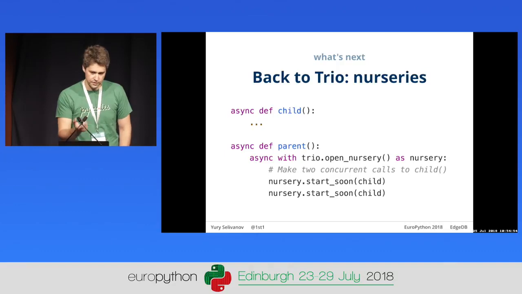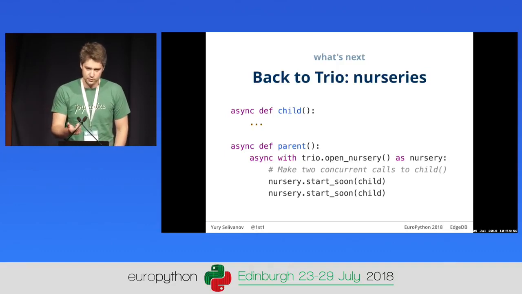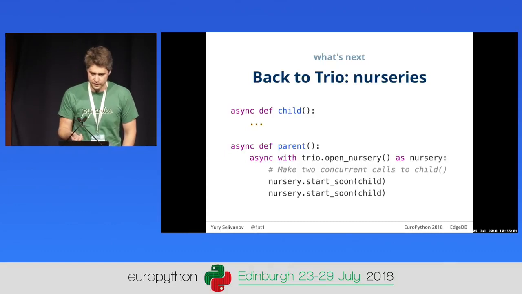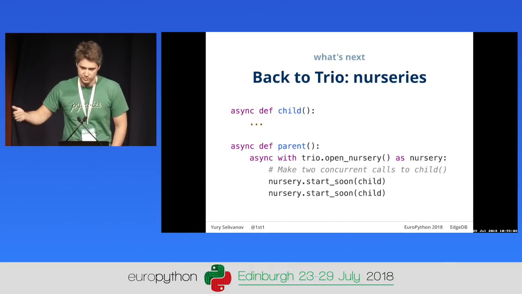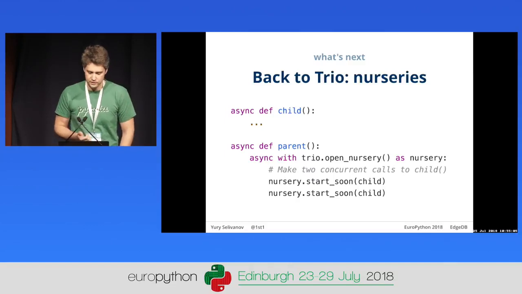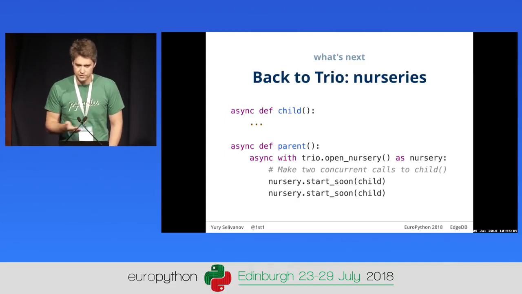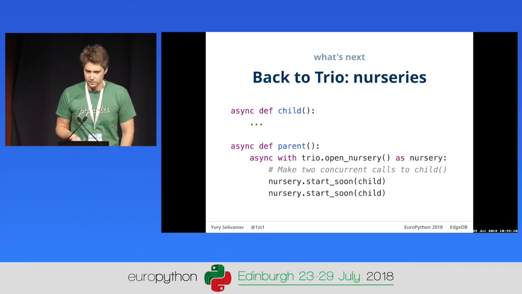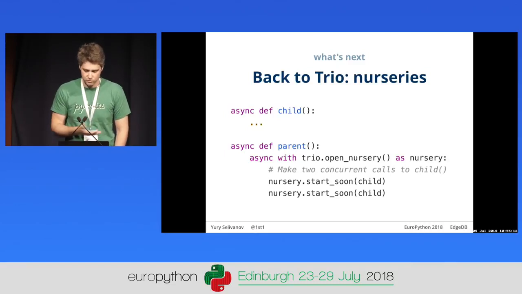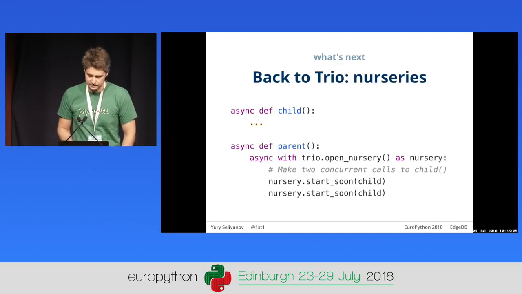But that's kind of the whole point of nurseries: once you go through this async with block, you are sure that all your tasks are done. If one of them fails, the other tasks will be canceled and the exception will be propagated correctly. So you can surround this async with statement with a try except block and you will get your logic back. So there is no go-to here. There is some out-of-order execution because those two coroutines will run in parallel in this example. But at the end of the async with block, they both will be done, and that's a guarantee.